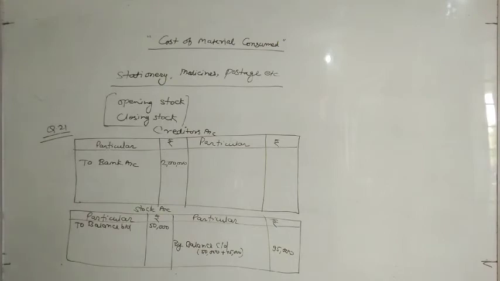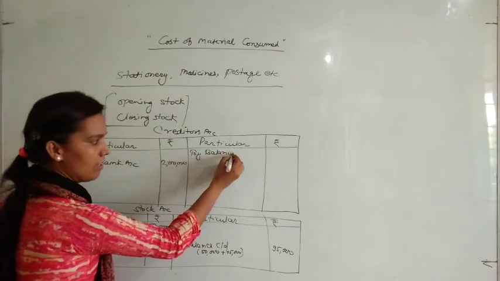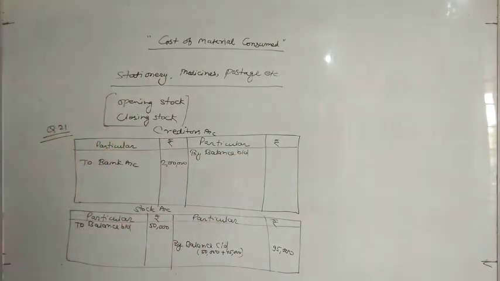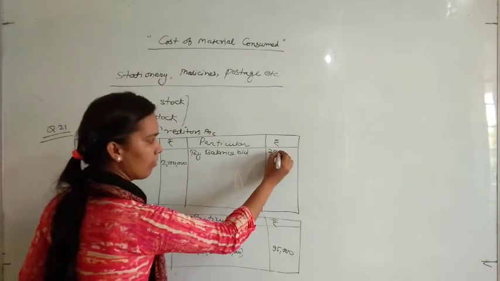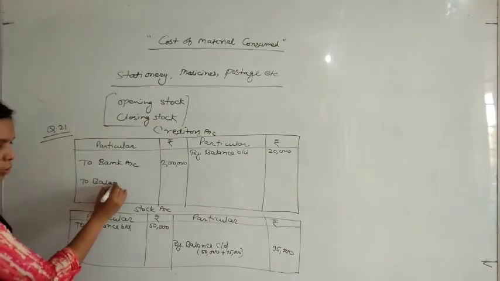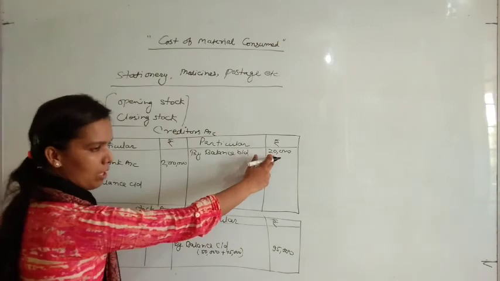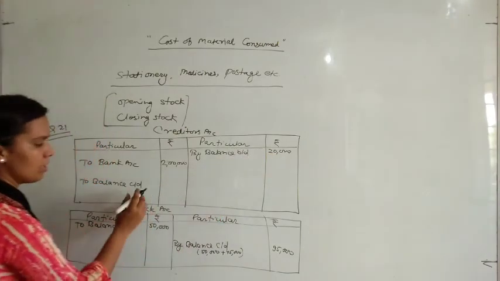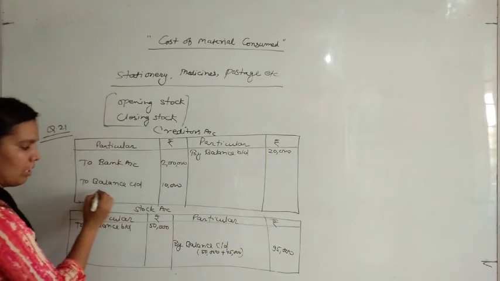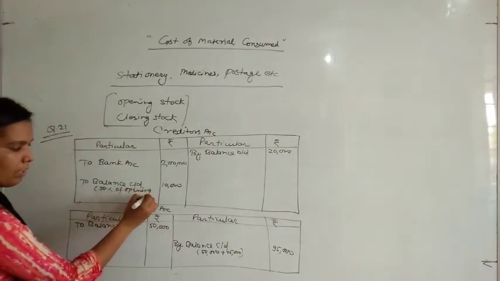Opening creditors and closing creditors. Creditors are a liability, so the balance will start from the credit side by balance BD. Amount is 20,000. And closing creditors will be written on the debit side, to balance CD. Amount is 50% of opening creditors. Opening creditors are 20,000, and 50% of 20,000 is 10,000. Here you can show for hint 50% of opening creditors.